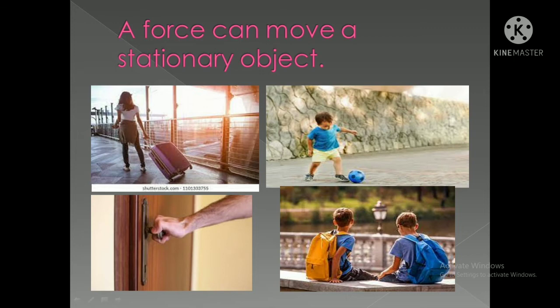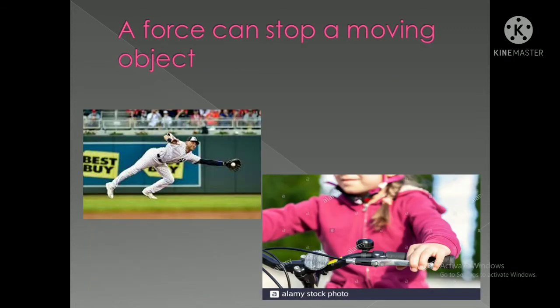Now let's see the next point in front of you: a force can stop a moving object. See what is being stopped there. First, the fielder: when the ball comes near him, he is about to stop that ball so that it doesn't go for four. I think you all know about cricket. When the ball is coming near him, he is about to catch the ball, meaning he is about to stop the moving object.